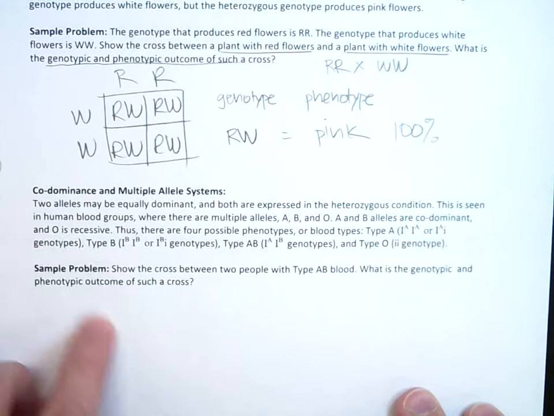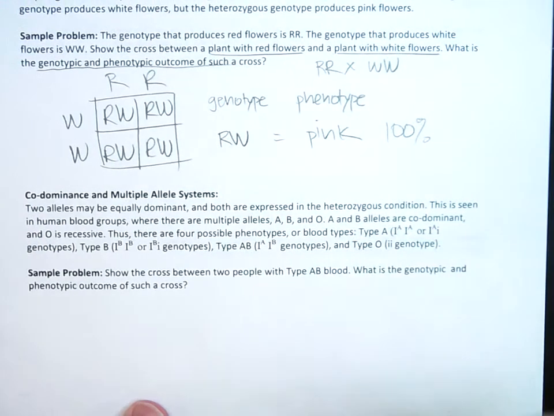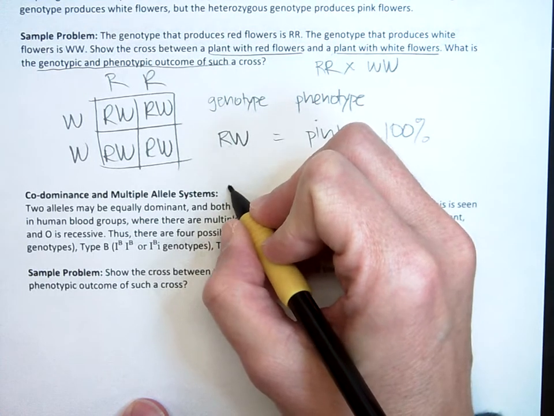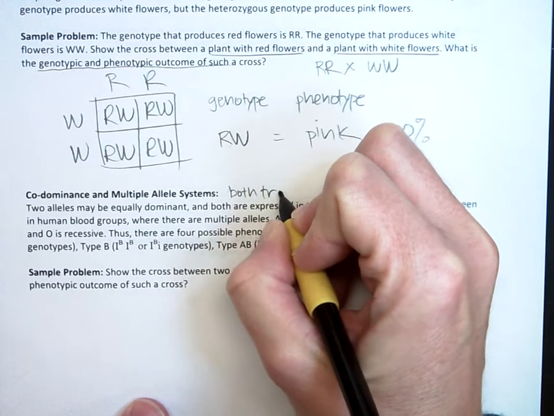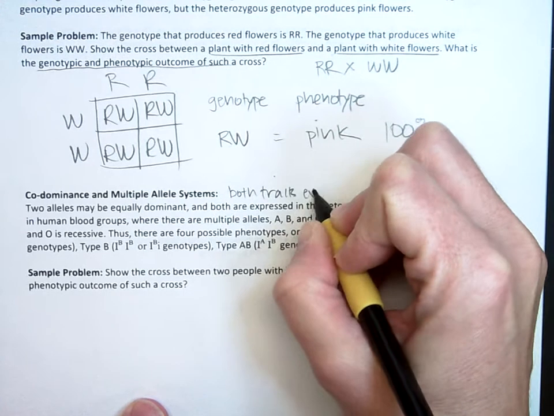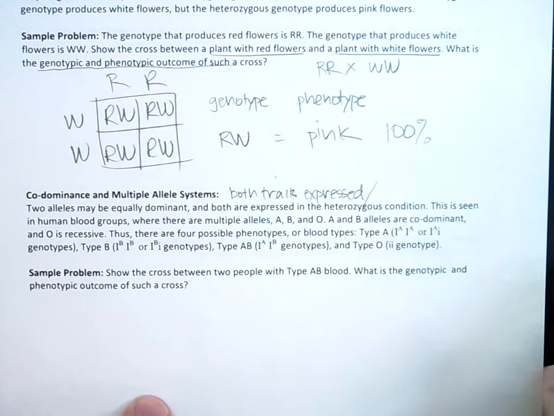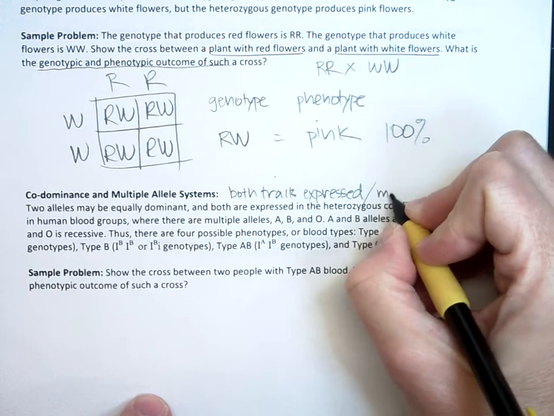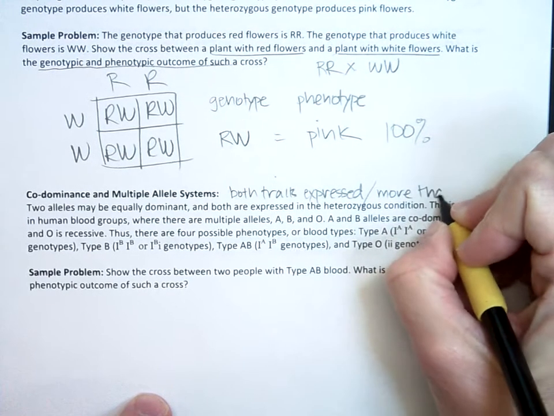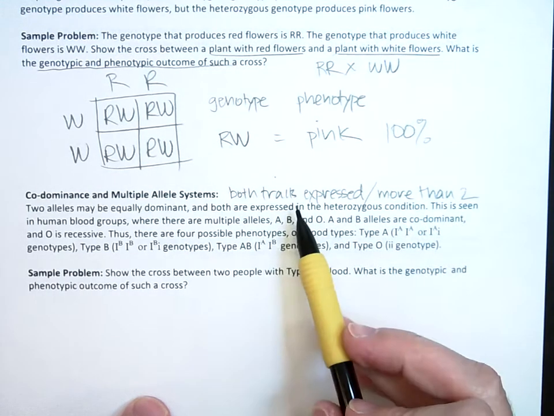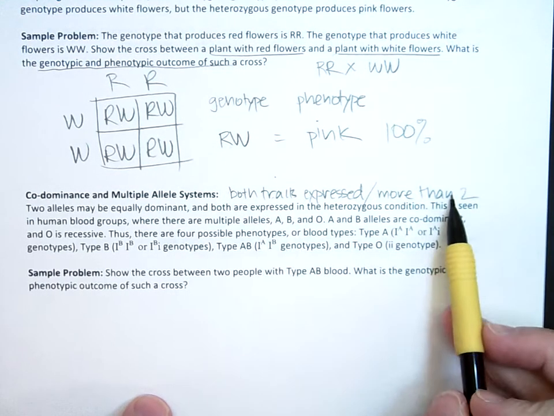Our next problem is looking at codominance and multiple alleles. For codominance, you see both traits, so both traits are expressed, and with multiple alleles, that means there's more than two alleles. So more than two. Blood type is a great example of this because it is both codominance and multiple alleles.